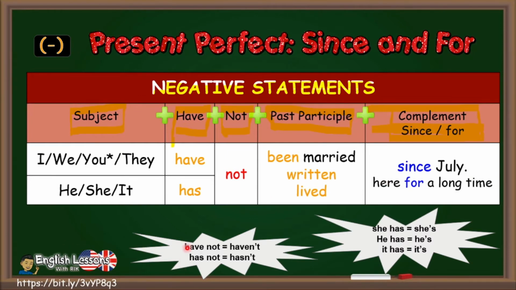You can use the contracted form over here. Instead of saying have not, you can say haven't. Instead of has not, you can say hasn't. Instead of she has, you can say she's. Instead of he has, he's. Instead of it has, it's.